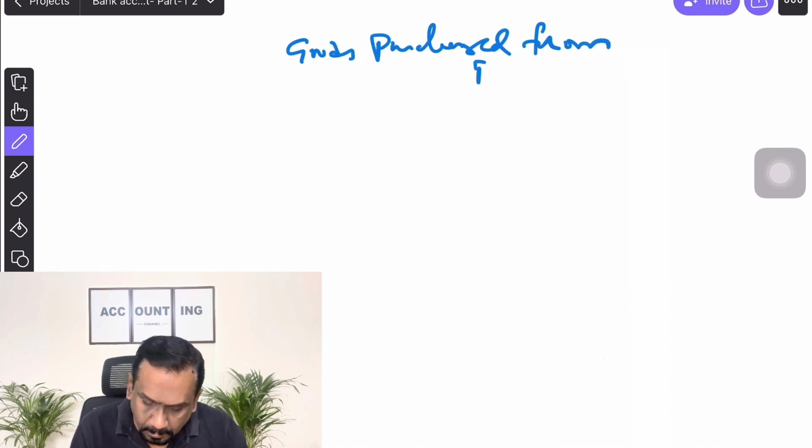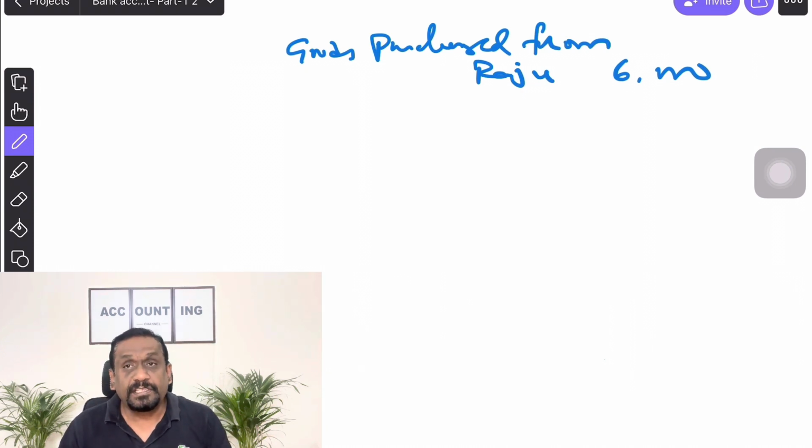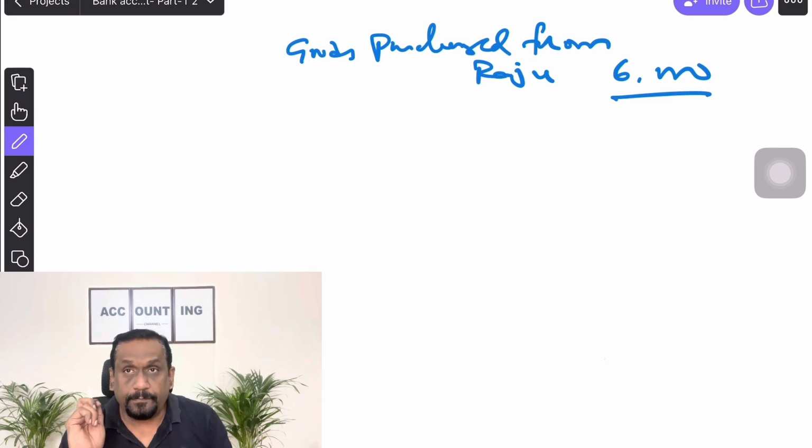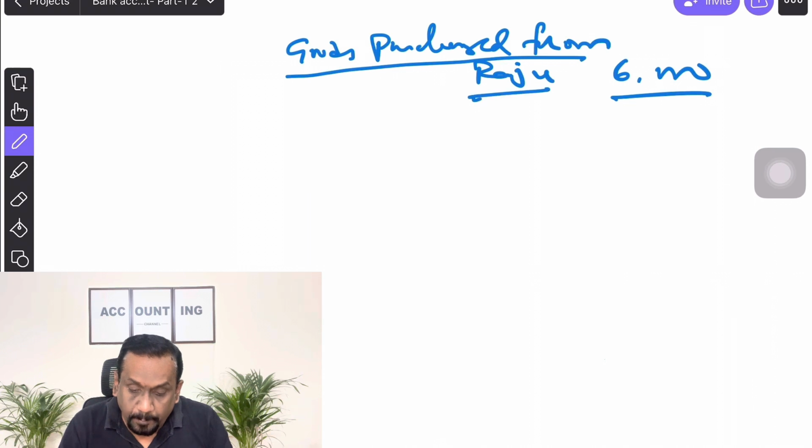from Raju for 6,000. Goods purchased from Raju 6,000. Examination point of view, to be very, very careful. Goods purchased from Raju. Did they say purchased for cash? No. But how do I see this transaction? Is this goods purchased for credit or purchased for cash? This is the confusion we always have, right? If they do not mention about the cash, nowhere it is mentioned. Goods purchased from Raju, they did not mention the cash here.